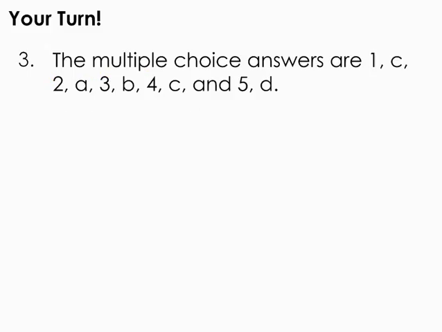Example number 3. The multiple choice answers are 1, C, 2, A, 3, B, 4, C, and 5, D. Hopefully you can hear that needs some help. Pause the video and give it a try. Here are the answers. You're going to separate 1, C using a semicolon from 2A, semicolon, 3B, semicolon, 4C, semicolon, and 5D. Make sure you end your sentence with a period. And that's the semicolon.